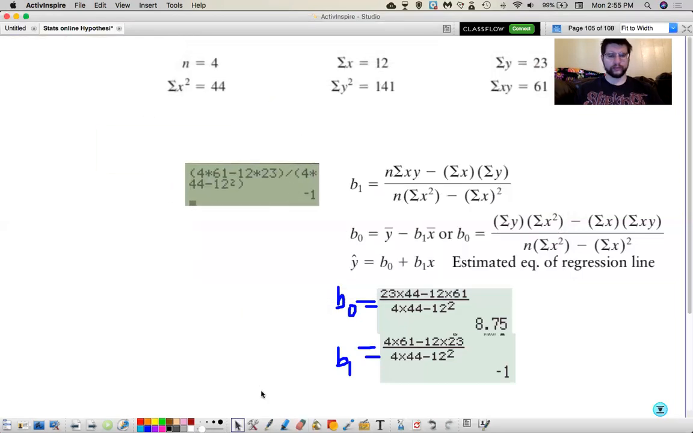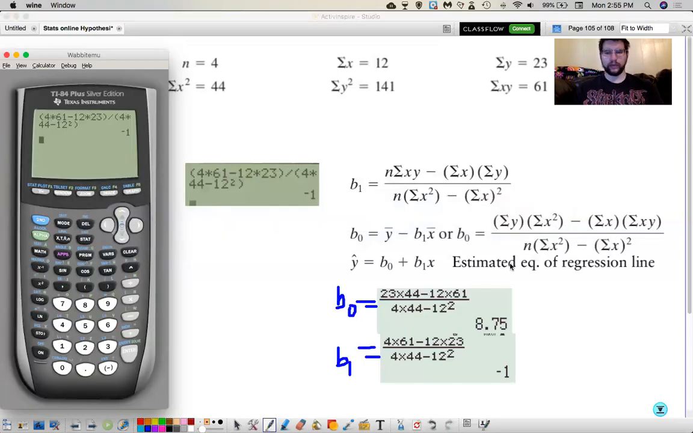So there's our B1. For B0, type in this equation. Start with an open parentheses, sum of y is 23 times 44 minus 12 times 61. That's the numerator, divided by 4 times 44 minus 12 squared.